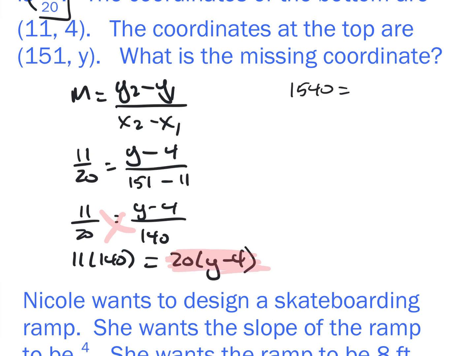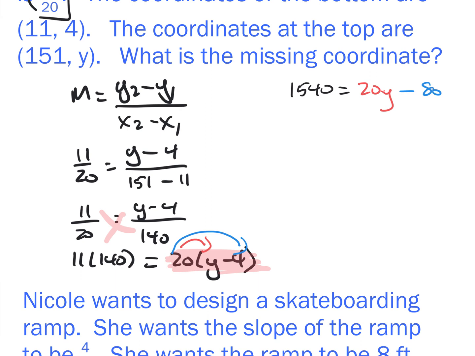Well, what we do is we take the 20 and we multiply it by y, and that would give us 20y. Then we take the 20 and we multiply it by negative 4. And that's going to give us minus 80. So again, to get the minus 80, we took 20 and multiplied it by negative 4. 20 times 4 is 80. 20 times a negative is also negative 80.